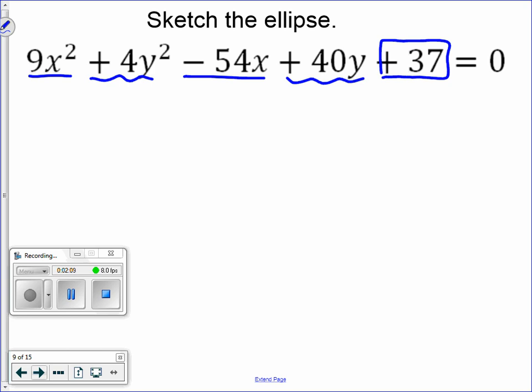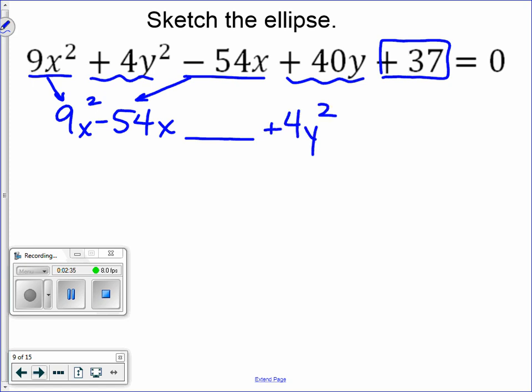You ready? We take our x terms and we write them together. We do a little rearranging here. We take the 9x squared, we take the minus 54x, and we put them together. Okay? Now I'm going to leave a space here, right? Because that's where the completing the square starts to kick in. I'm also going to take the y terms, the 4y squared and the 40y, and I'm going to put them together separately on the same side of the equation, but separated from the x terms.